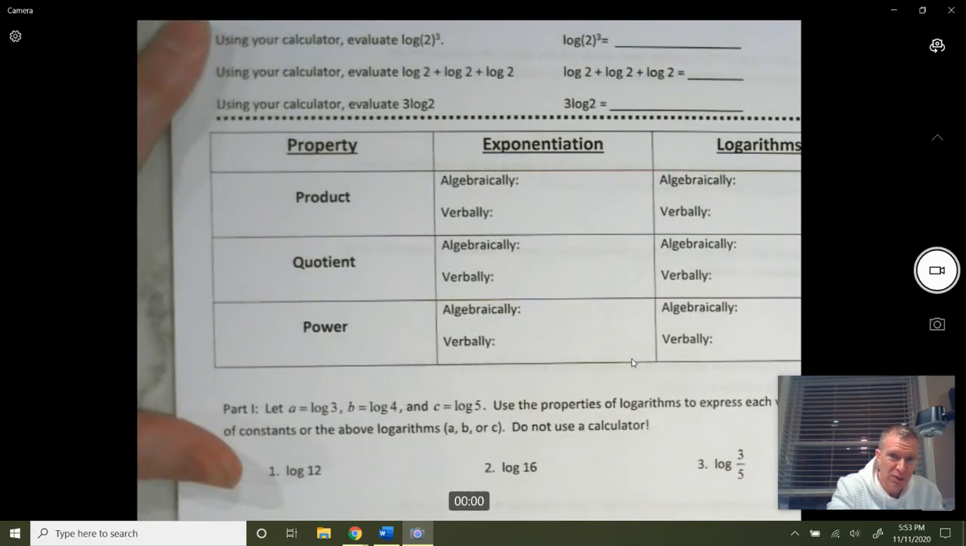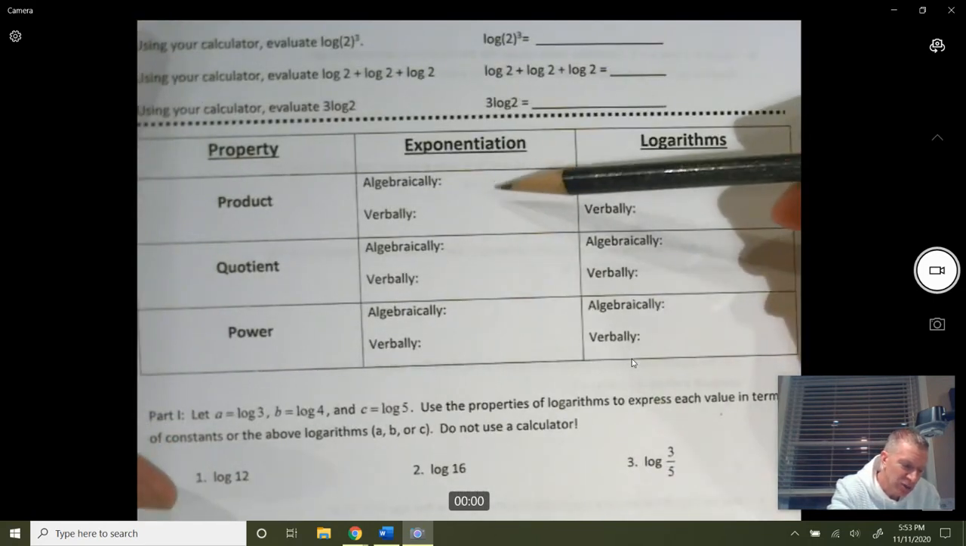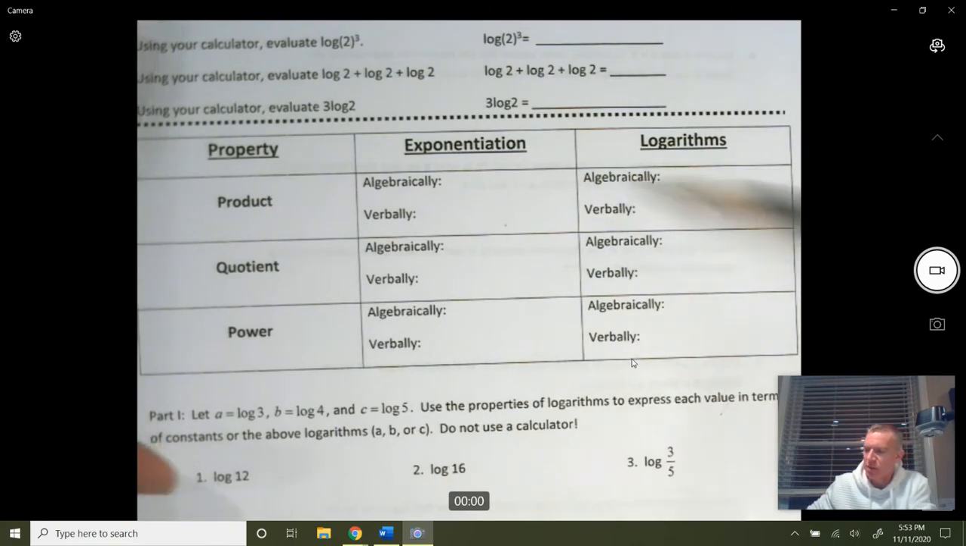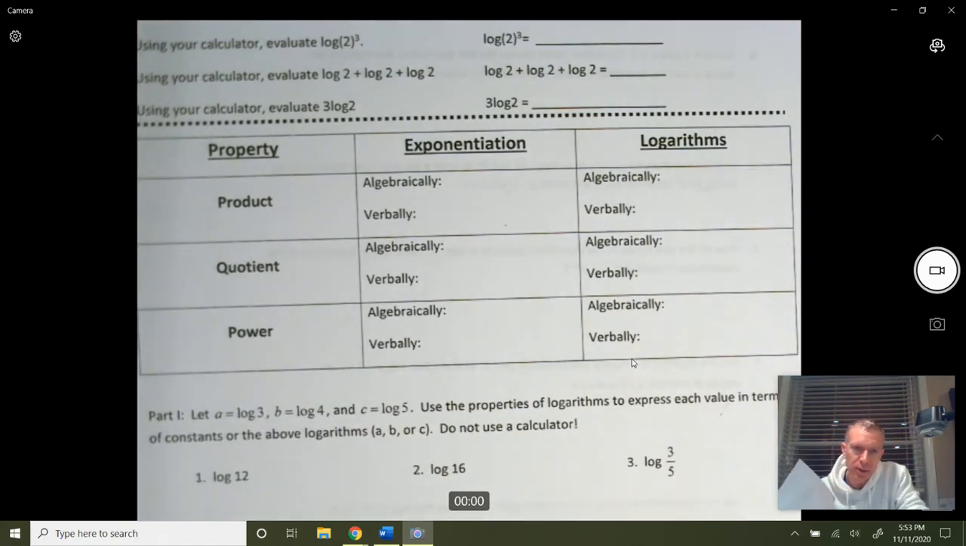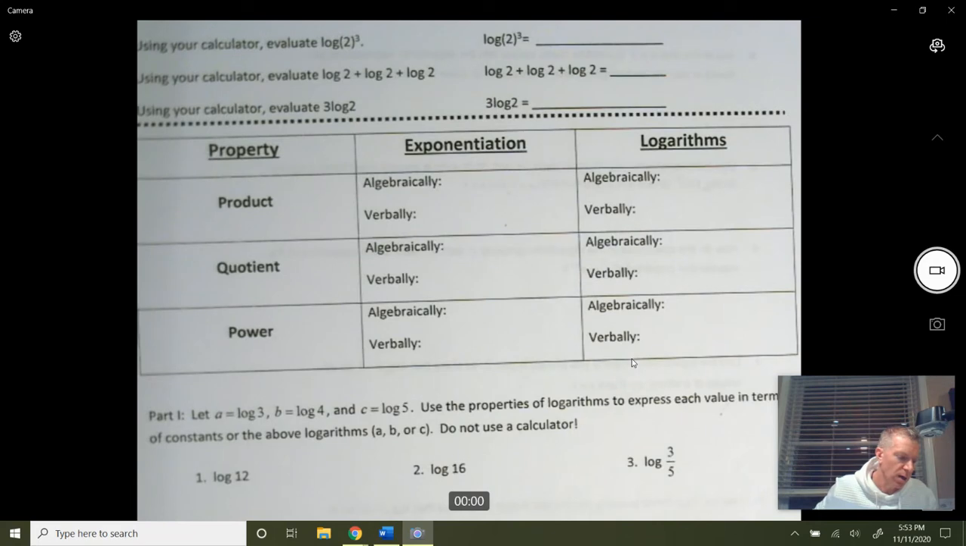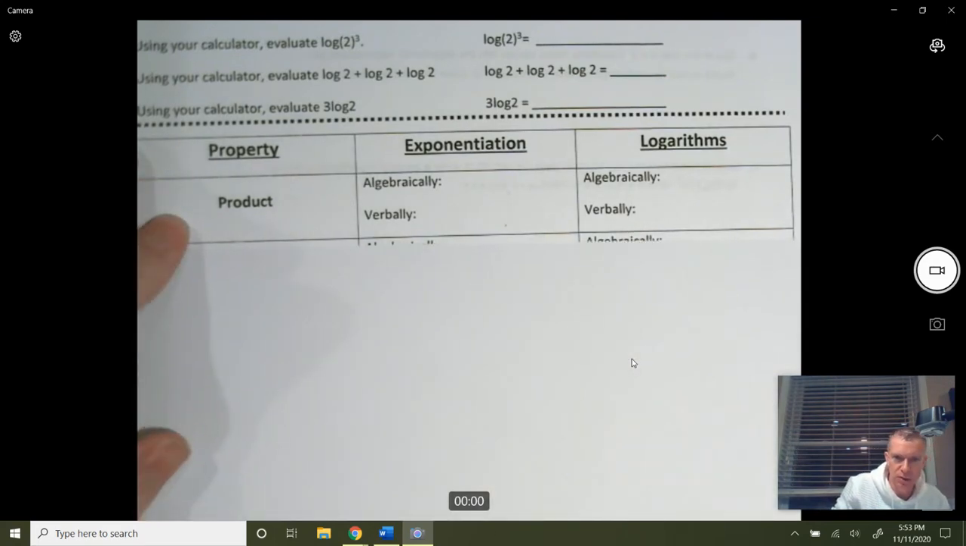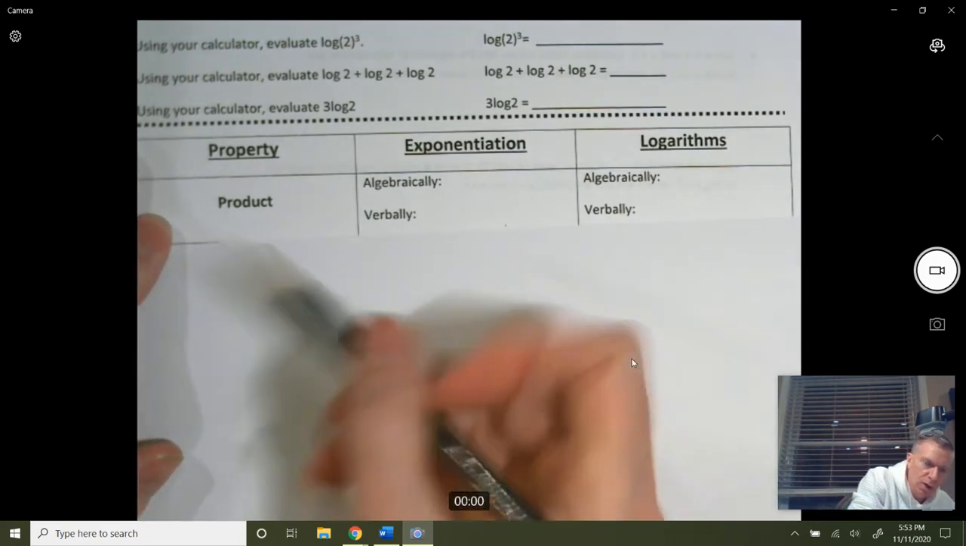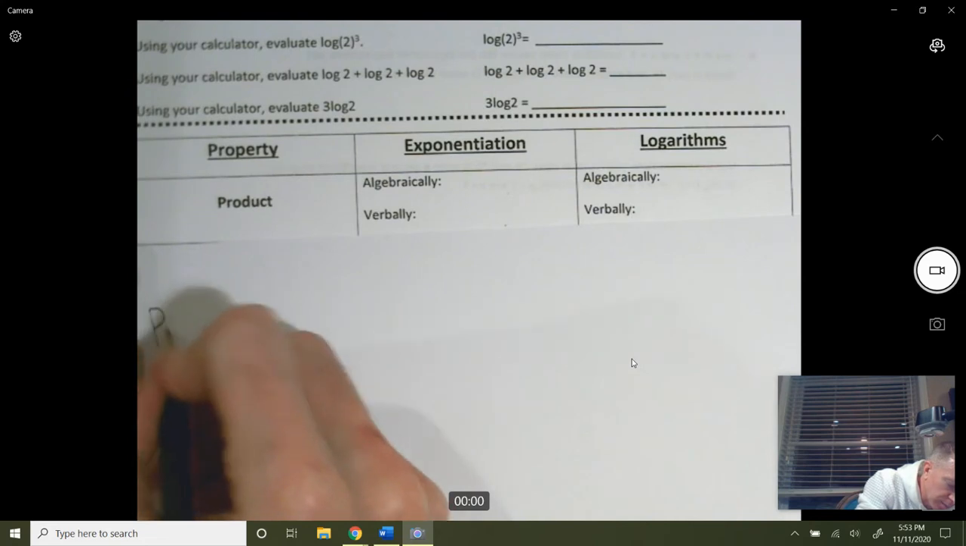If you want, you can fill this in, but I'm actually going to use more space to fill these in, so I'm going to do this on another page. We're going to talk about the product property, quotient property, and the power property. I need more space than this, so I'm just going to do this over here. First of all, we've got the product property.